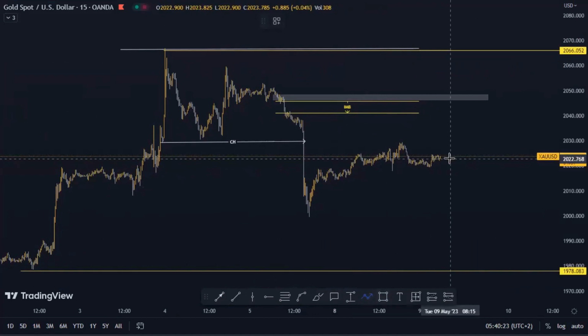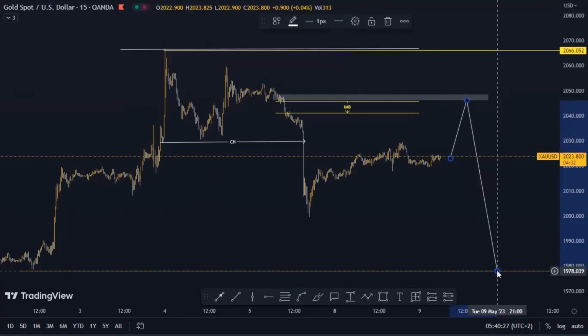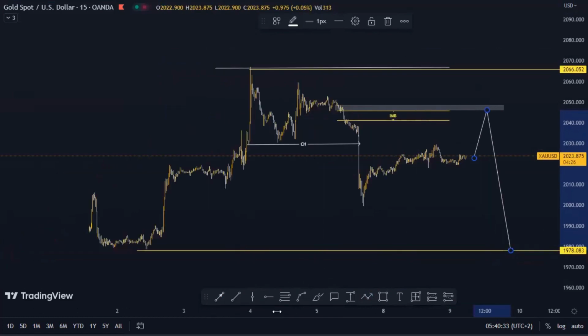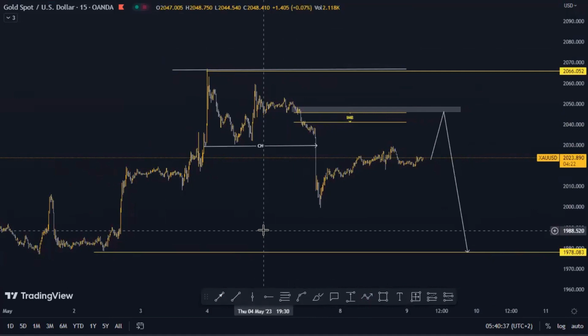So what do we anticipate on gold? Gold to push to the upside and further down to the region of 1980. So there we have it. This is the setup that we'll be looking at from gold for the week ahead.